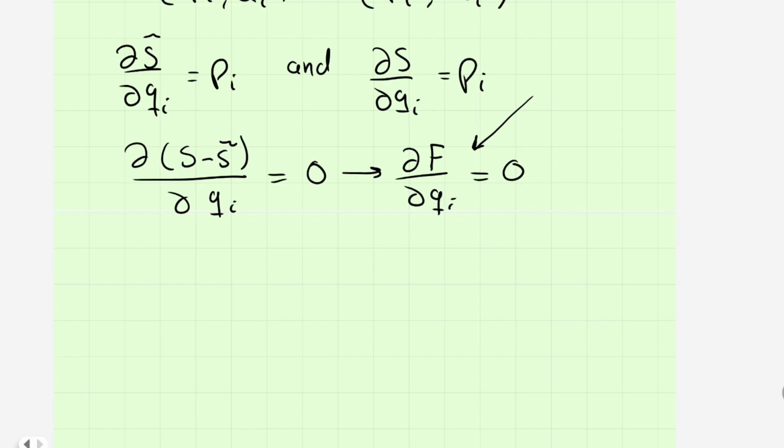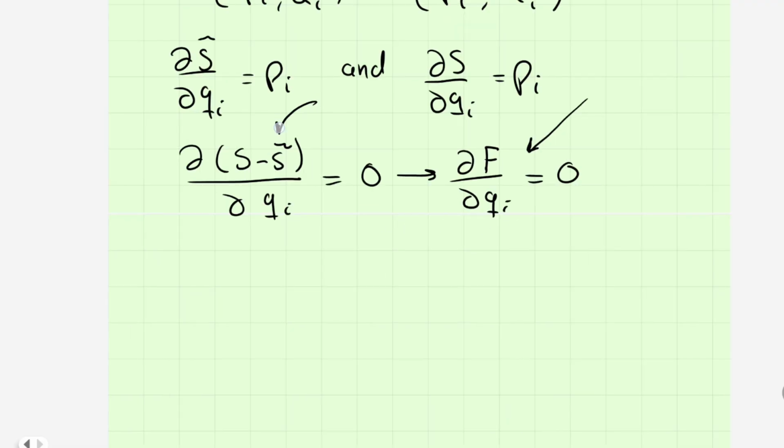Okay, so if we are able to find a function F such that the partial with respect to qi is equal to 0 and has this structure, well, this function is going to be, again, a canonical transformation defined.